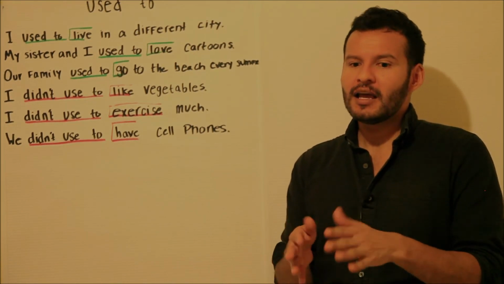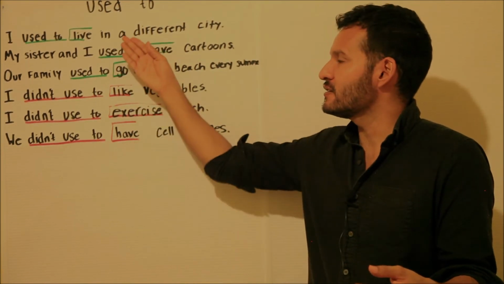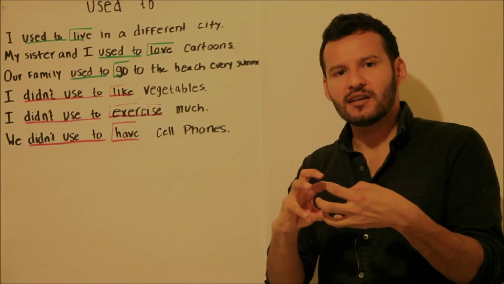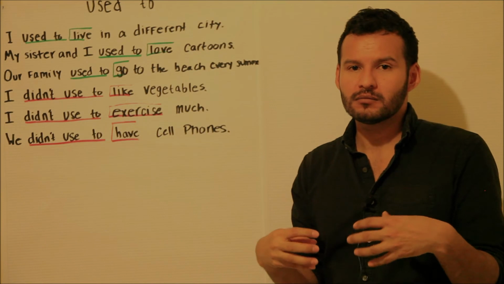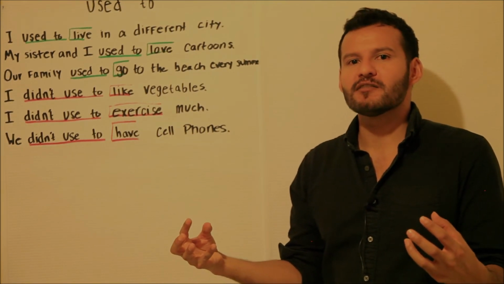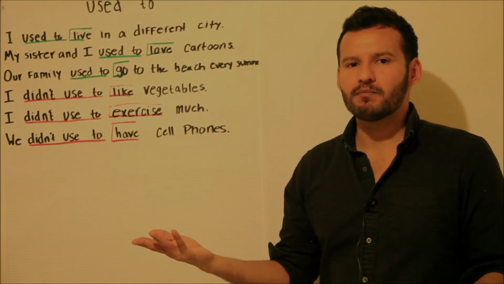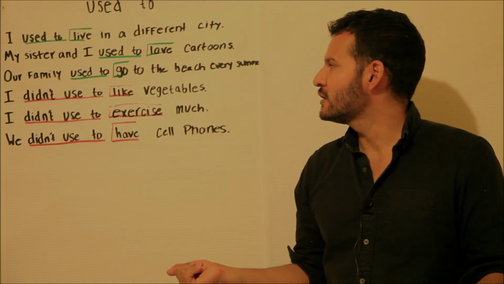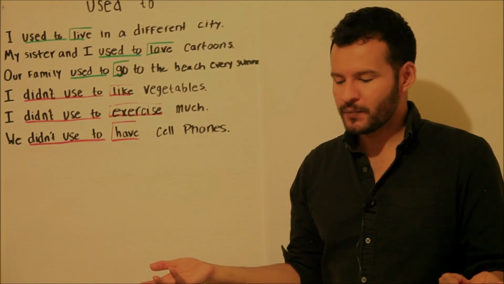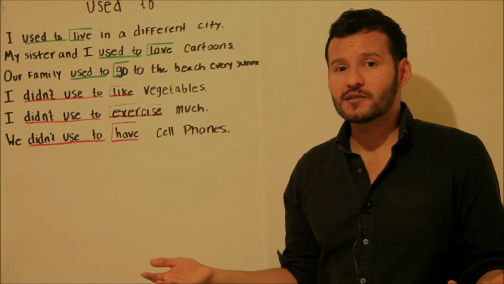Again, the same is true in the negative sentences as in the affirmative sentences. We can assume that these are things that have changed. So I didn't use to have a cell phone when I was a child, and people in general didn't use to have a cell phone when I grew up. But now, obviously, the majority of people have cell phones. I didn't use to like vegetables when I was a child, but I'm okay with them now. I didn't use to exercise much, but I try to exercise more now.